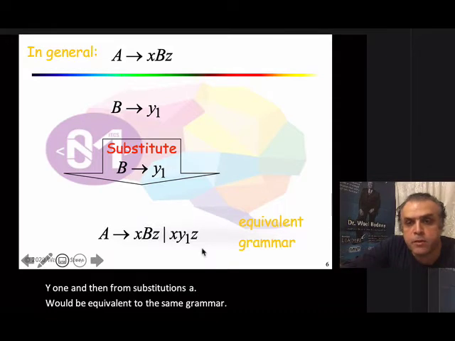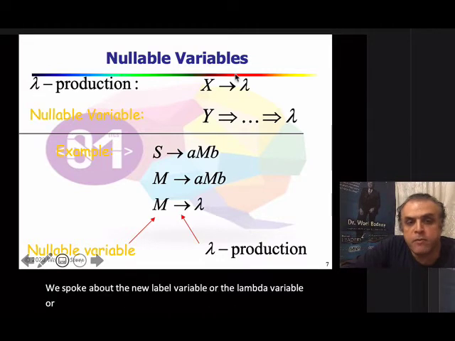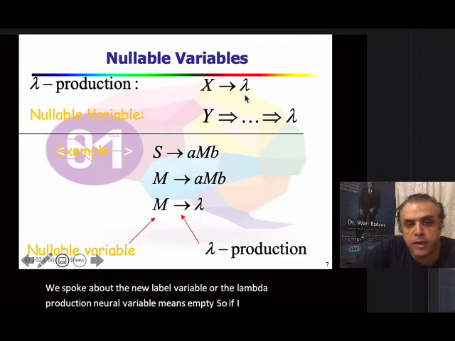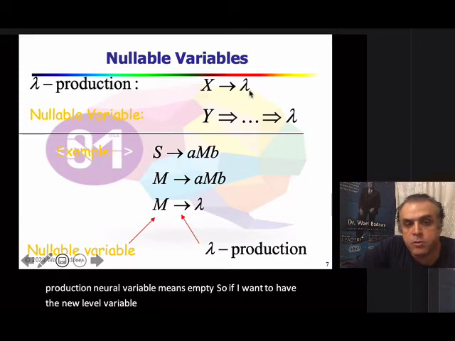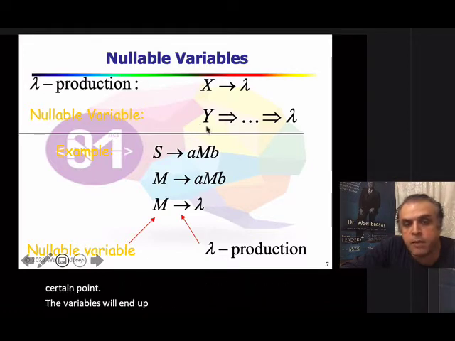We spoke about the nullable variable, or the lambda variable, or the lambda production. Nullable variable means empty. So X will lead to nullable, which means at a certain point the variables will end up being nullable. For example, here Y will lead to nullable lambda.